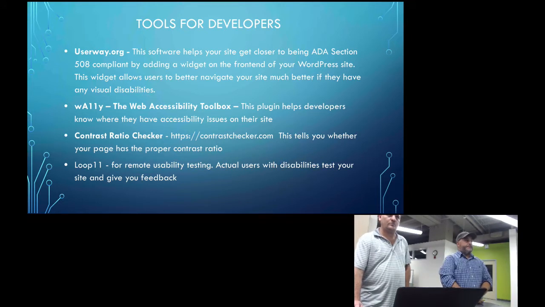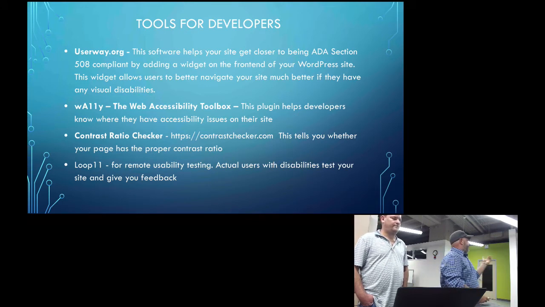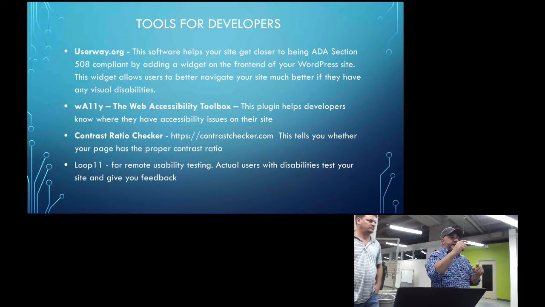So the first two are plugins, the next one's a website. Well, UserWay is not a plugin. That's just a piece of software that you download and then you put on your site. It's very easy. So how do you put it on? Well, you download it and then it gives you a little short code that you put in the header when you go into your edit, and you just add it to your header.